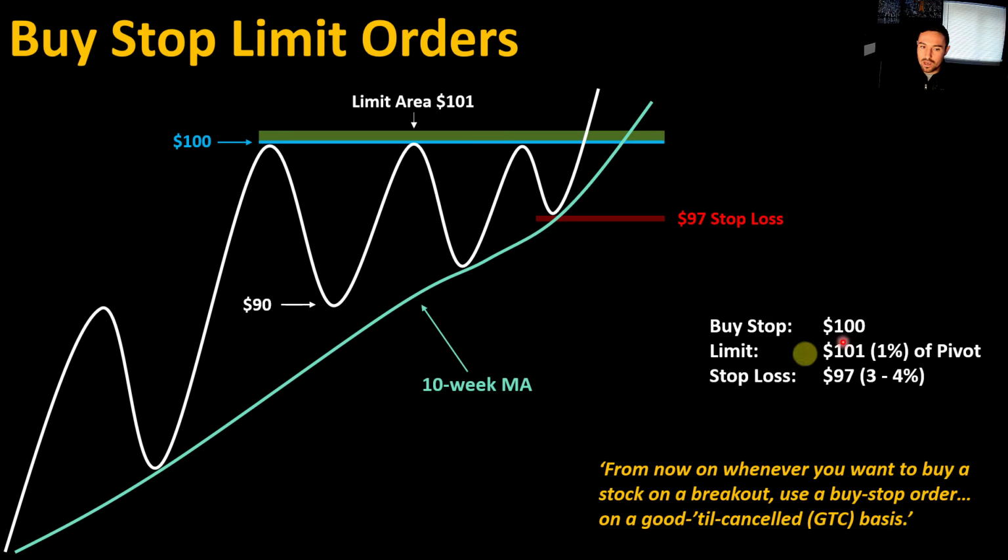So our buy stop is 100. Our limit is 101, 1% above the pivot, this shaded green area, and then our stop loss is going to be placed at $97. So this is more so for a trader, underneath the most recent swing low, the most recent contraction around $97. But Stan does mention in the book, and I'll come on to it later, put it underneath whole dollars and half dollars. But our stop loss, if we get filled at $100, is going to be 3%. But if we got filled at $101, our stop loss is going to be 4%.